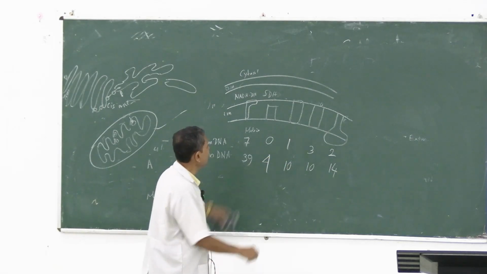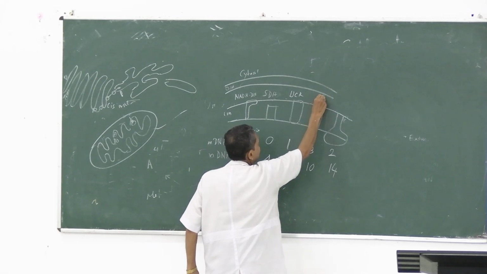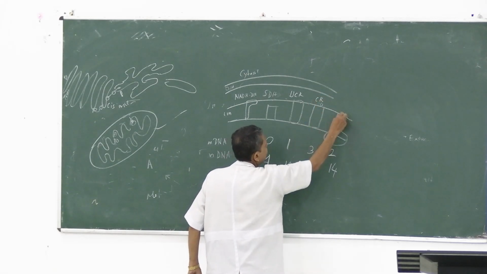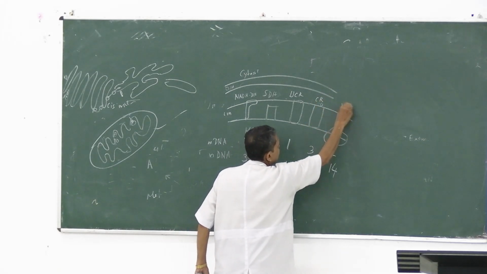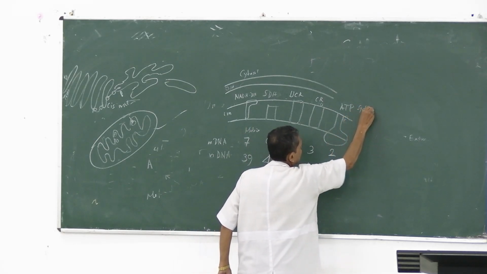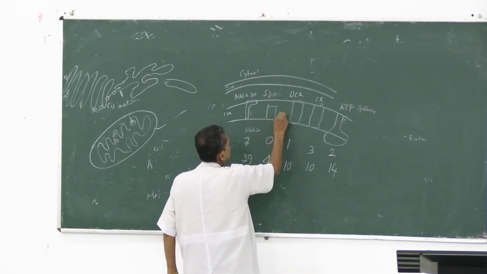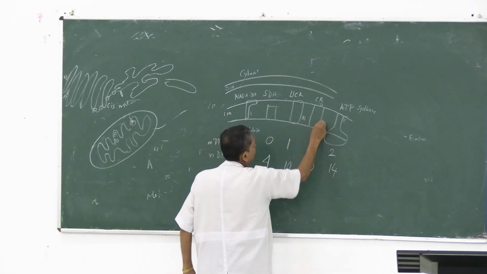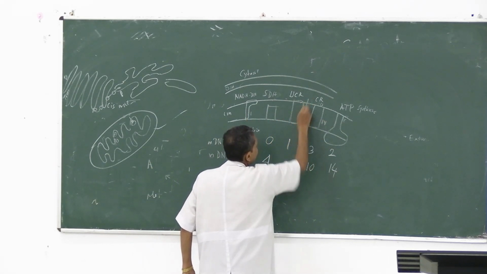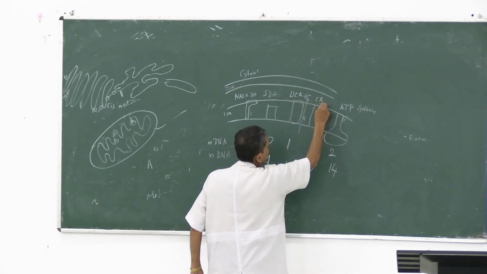Now what is the effect? Now it is ubiquinone cytochrome reductase, and then it is the ATP synthesis. Through 1, 3, 4, and this hydrogen ion, chemiosmotic theory. It is called chemiosmotic theory.